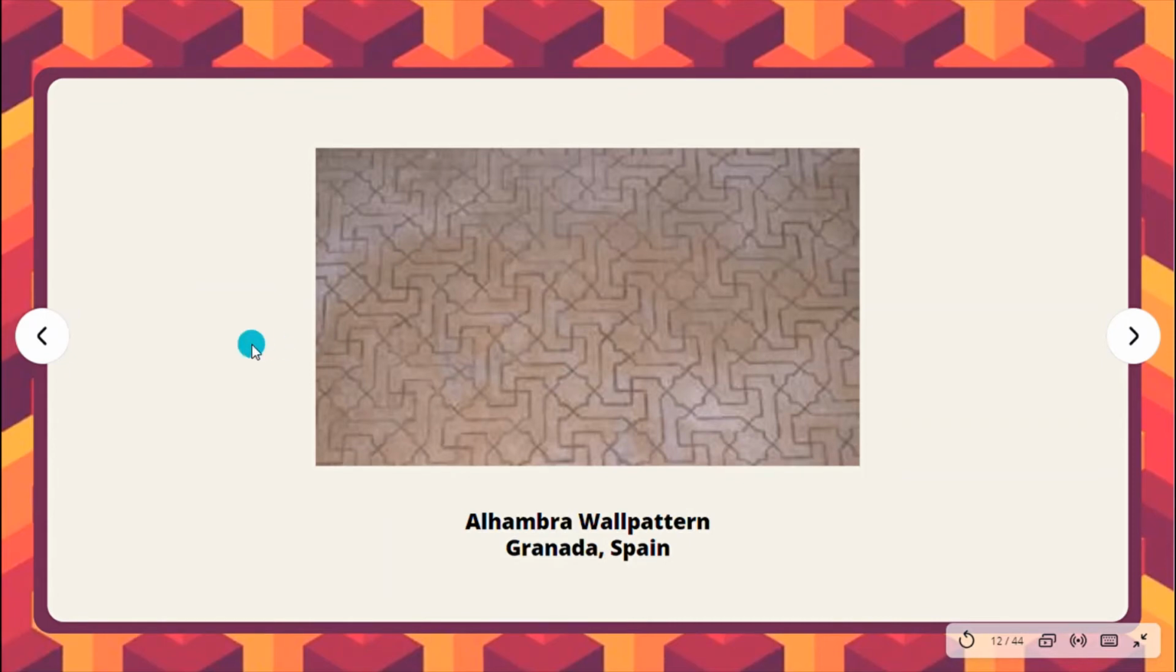Here's a real-life example. We have the Alhambra pattern in Granada, Spain, which was discussed earlier. We can see here that there are right angles evident, and it is going both outwards and inwards.